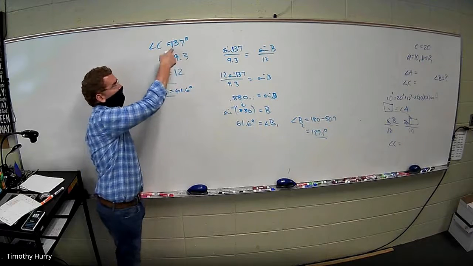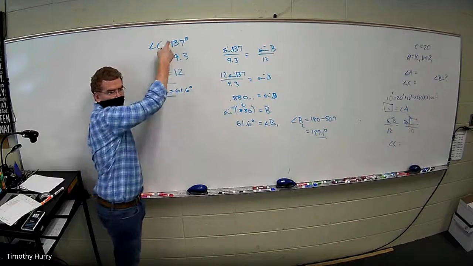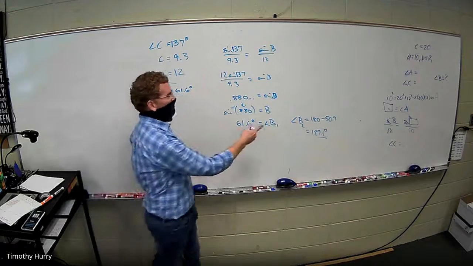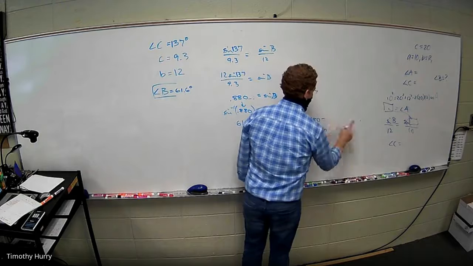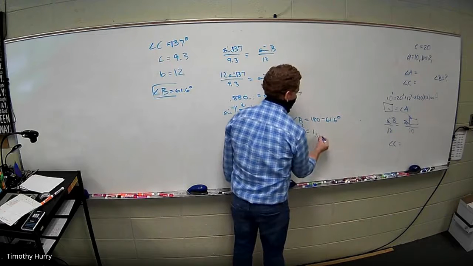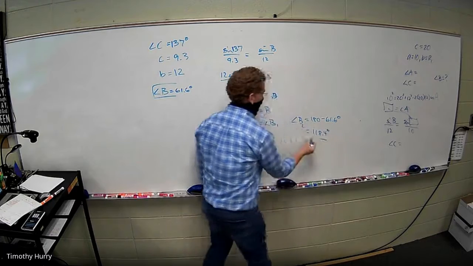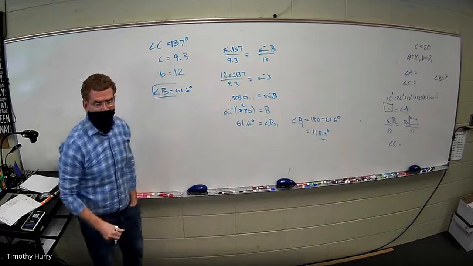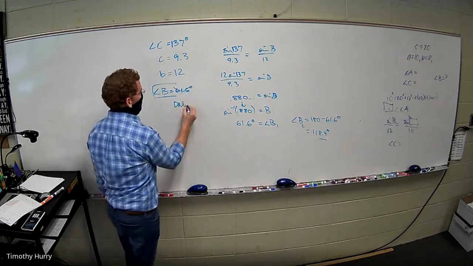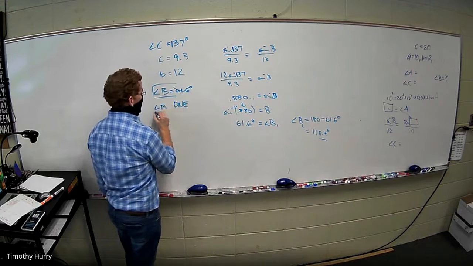But have you noticed something? It's already over 180. And even if I come over here and go 180 minus 61.6, what do you notice? Way above 180 now, right? So it just doesn't work. Throw them both out. But my hope is that you go, wait a minute, this does not exist. Angle B does not exist.